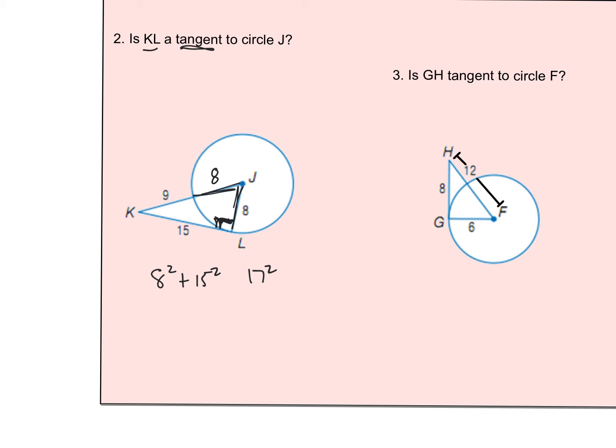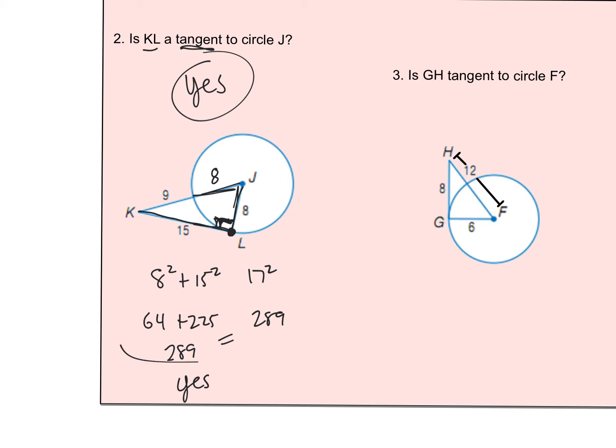So if I look here, this is 64, this is 225, 17 squared is 289. A little bit of math, that makes that 289. That's equal. So I would say, yes, this KL is a tangent line, okay? And my point of tangency would be right there at point L. So yes, I would say that is the case because mathematically it works.